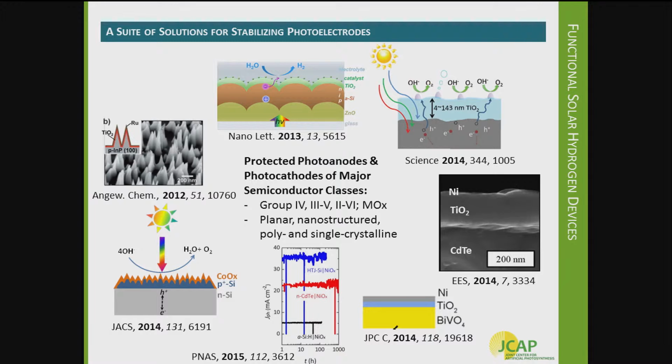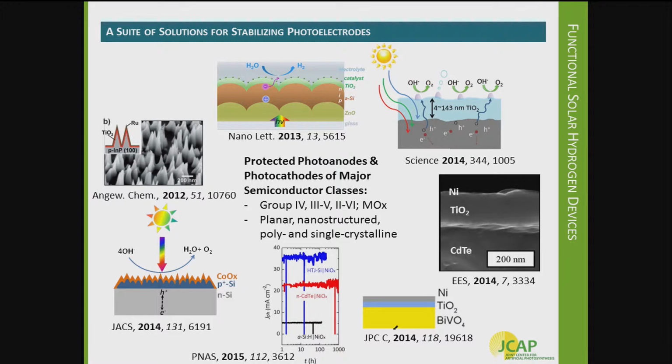As he described, JCAP and actually the broader solar fuels community over the last 4 or 5 years has made significant progress in the stabilization of unstable semiconductor materials. And really at this stage, it's possible to say that we can protect most of the main types of semiconductors that one would conceive of using in this type of technology. This includes group 4, 3-5, 2-6 semiconductor materials, metal oxides as well.